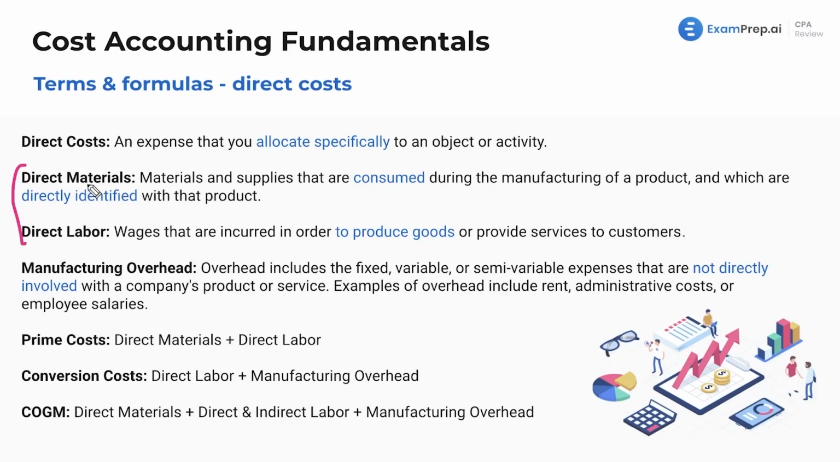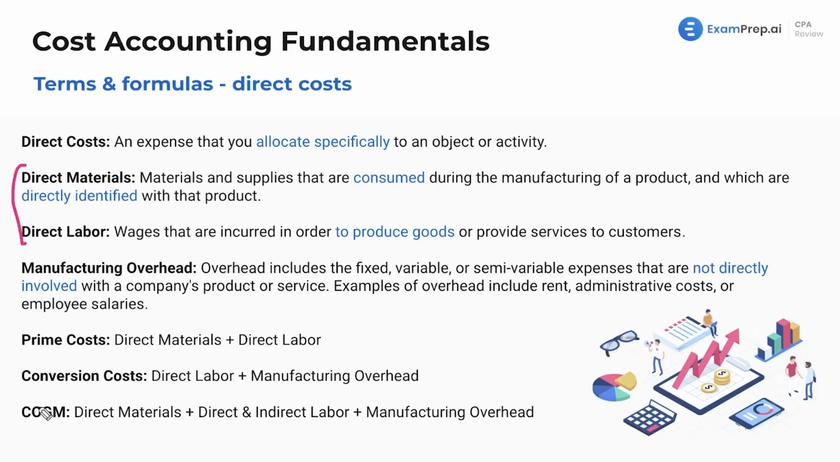So direct materials are materials and supplies that are consumed during the manufacturing of a product and are directly identified with that product. Direct labor: wages that are incurred in order to produce goods or provide services to customers. Manufacturing overhead includes fixed, variable, or semi-variable expenses that are not directly involved with the company's product or service. These examples could include rent, admin costs, employee salaries, all of those. That's a good example of manufacturing overhead.